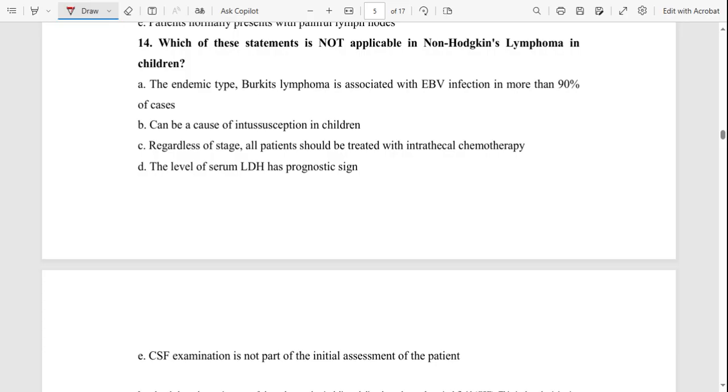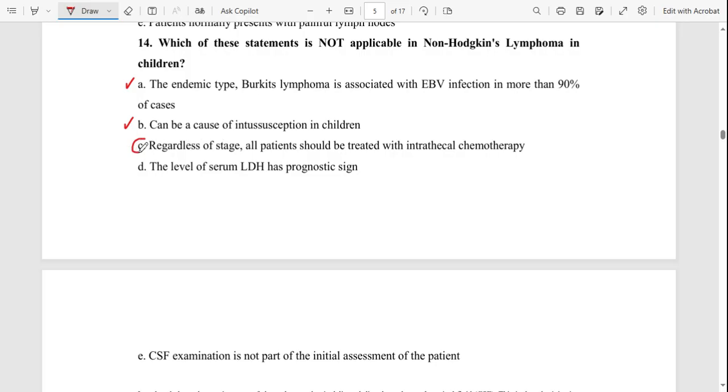So that is on the non-Hodgkin's lymphoma. When we look at the options that we have, A is saying the endemic type Burkitt's lymphoma is associated with EBV, and this is true. B is saying it can cause intussusception in children, which is true. C is saying regardless of stage, all patients should be treated with intrathecal chemotherapy.